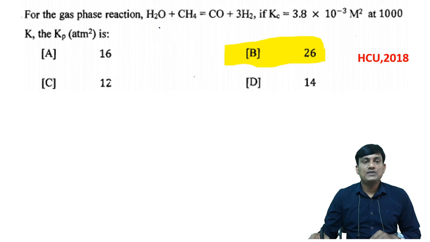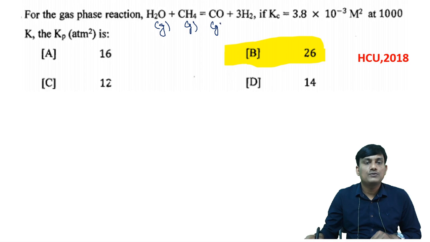For the gas phase reaction, H2O plus CH4 gives rise to CO plus 3H2. If Kc is equal to 3.8 into 10 to the power of minus 3 molar square at 1000 Kelvin, what is the Kp value? Here all are in gaseous phase. So this one is gas and this one is gas and this one is gas and this one also gas.